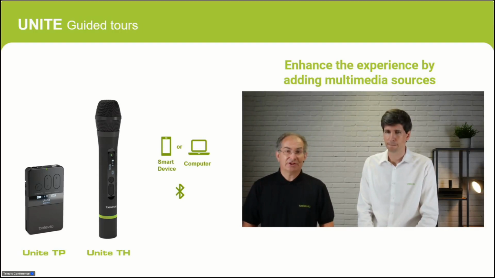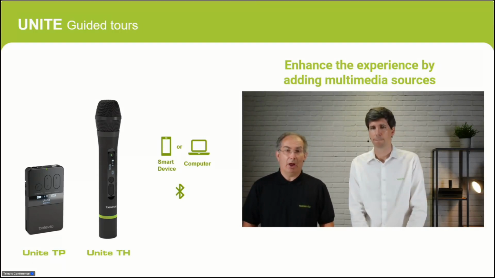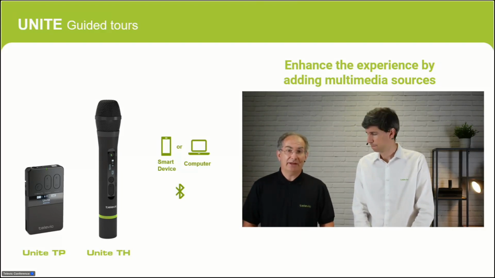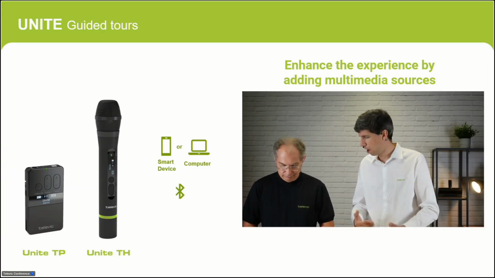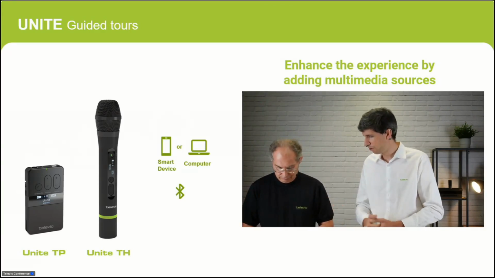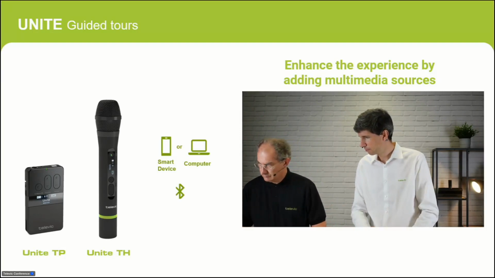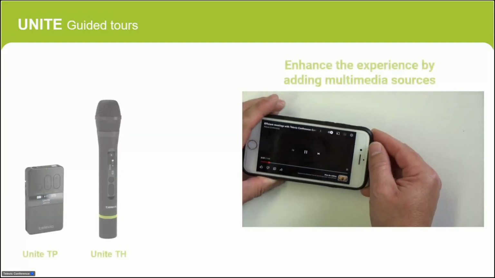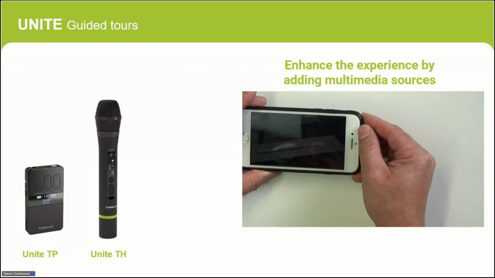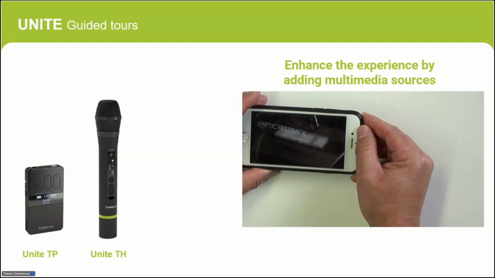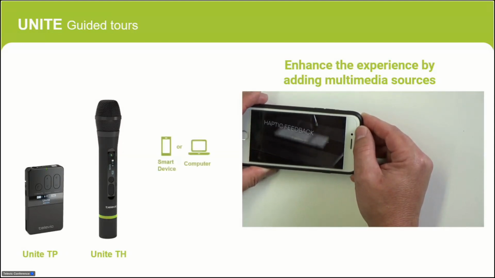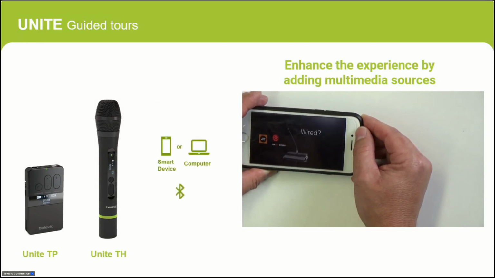On Unite TH, you find USB and Bluetooth only. On Unite RP, you can connect a headset and USB for audio too. So how does it work? Can you maybe show us a demonstration? Yes, of course. My smartphone is connected to the TP, and when I launch a video, you can hear the audio.